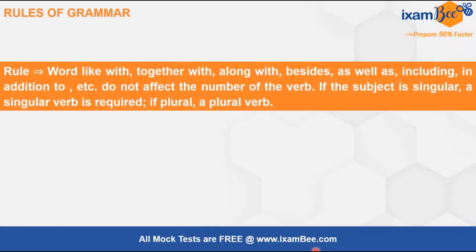Now friends, moving to another rule of grammar, words like with, together with, along with, besides, as well as, etc., these do not affect the number of the verb. If the subject is singular, a singular verb is required. If the subject is plural, a plural verb will be required. Now let's see example here.